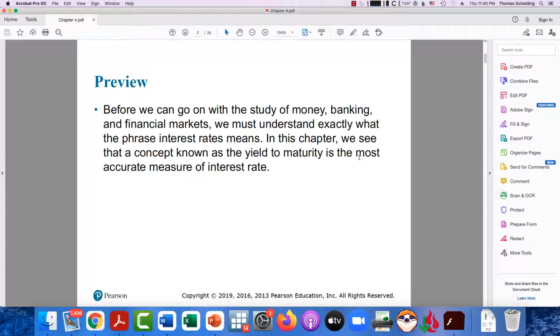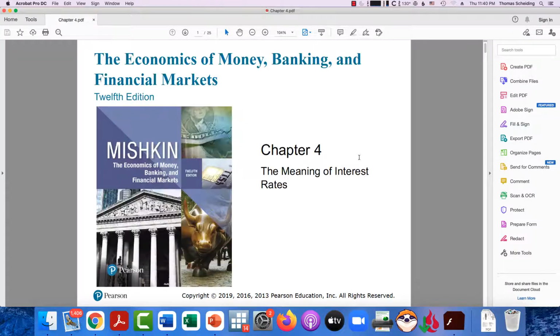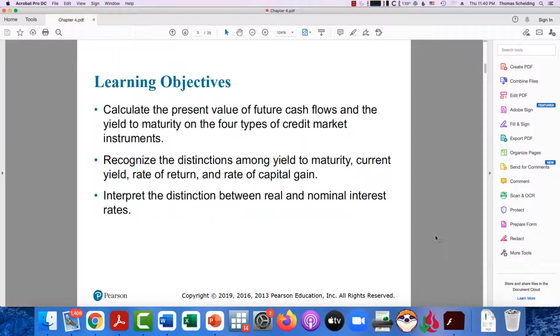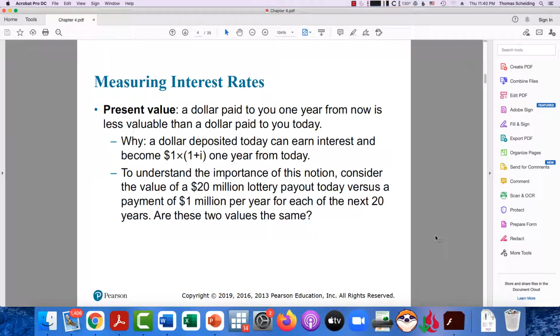Now, I'm going to skip again the learning objectives, presuming that you can read those on your own. To understand what an interest rate is, besides just saying it's the price of money, we need to know what the term present value is.